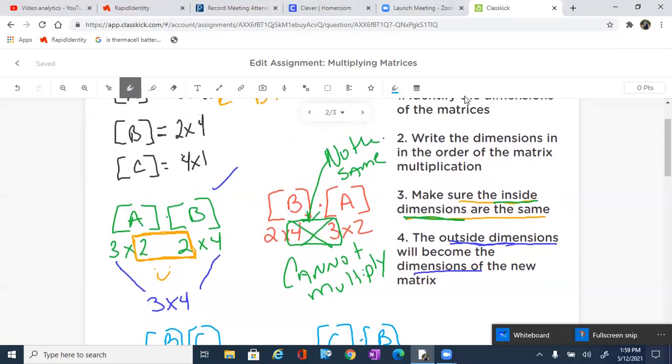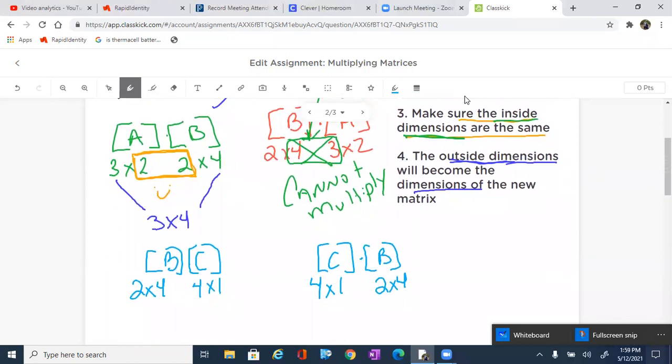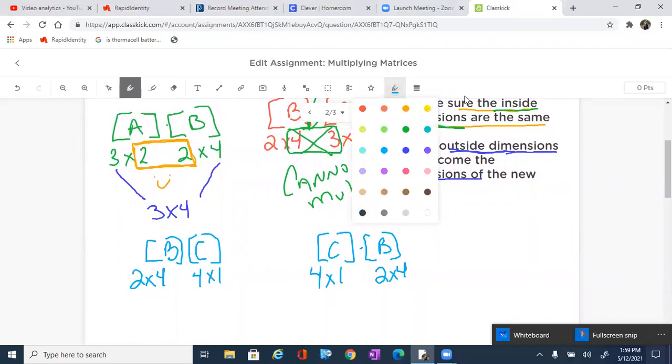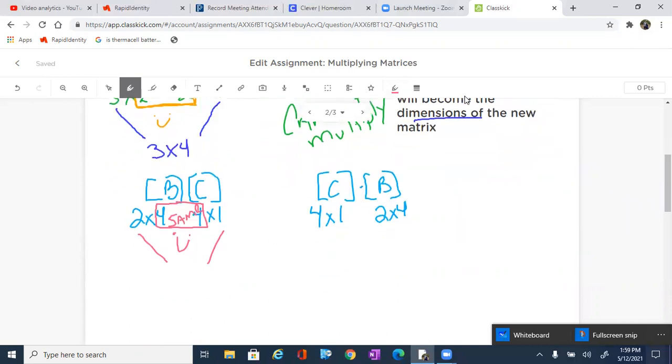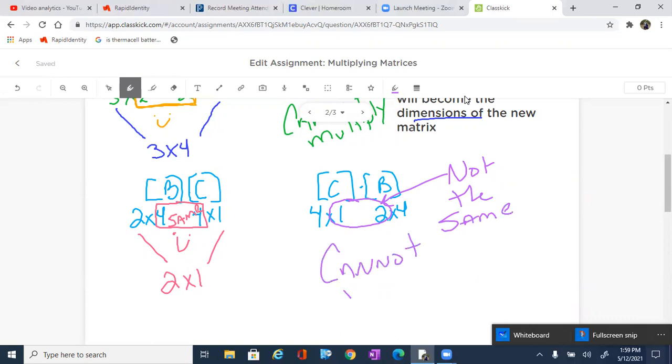If we go through those steps, write the dimensions in the order of the matrix multiplication. We've done that. Make sure the inside dimensions are the same. Notice they are the same right here, and because they're the same, we can multiply them. This can occur, and the resulting matrix is going to be a 2 by 1. That is the dimension of our matrix. Now, if we go back to the other one, 1 by 2, notice they are not the same, and because they are not the same, you cannot multiply C times B.